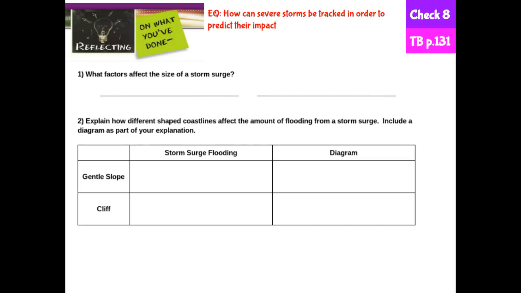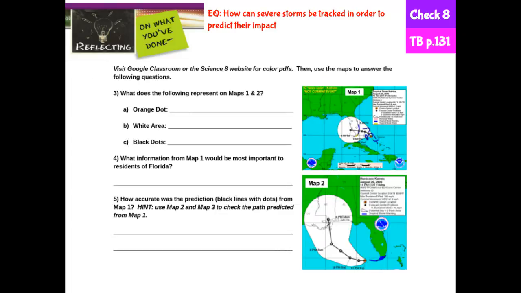The first question is, what factors affect the size of storm surge? And there's two of those. Number 2, explain how different shaped coastlines affect the amount of flooding from a storm surge. Include a diagram as part of your explanation. You're going to want to visit Google Classroom and find the PDF to look at these color maps.